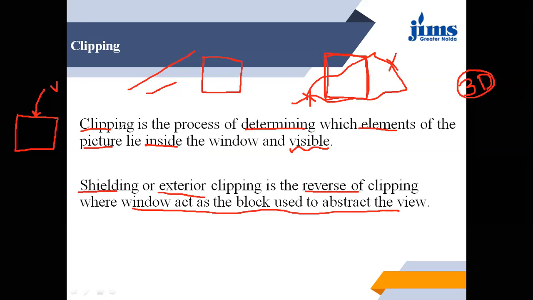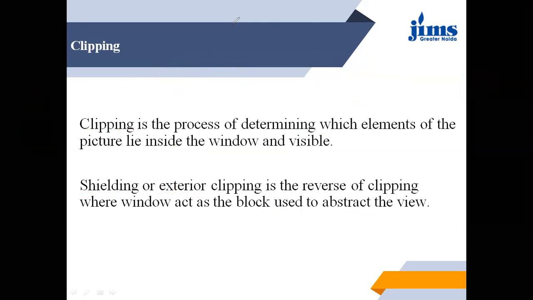So in the case of clipping, whatever we want to see in the window, we check the different elements of that object, and that should be visible. But exterior clipping or shielding is the reverse process, where the window acts as a block. So this was about clipping. There is always one question from clipping.